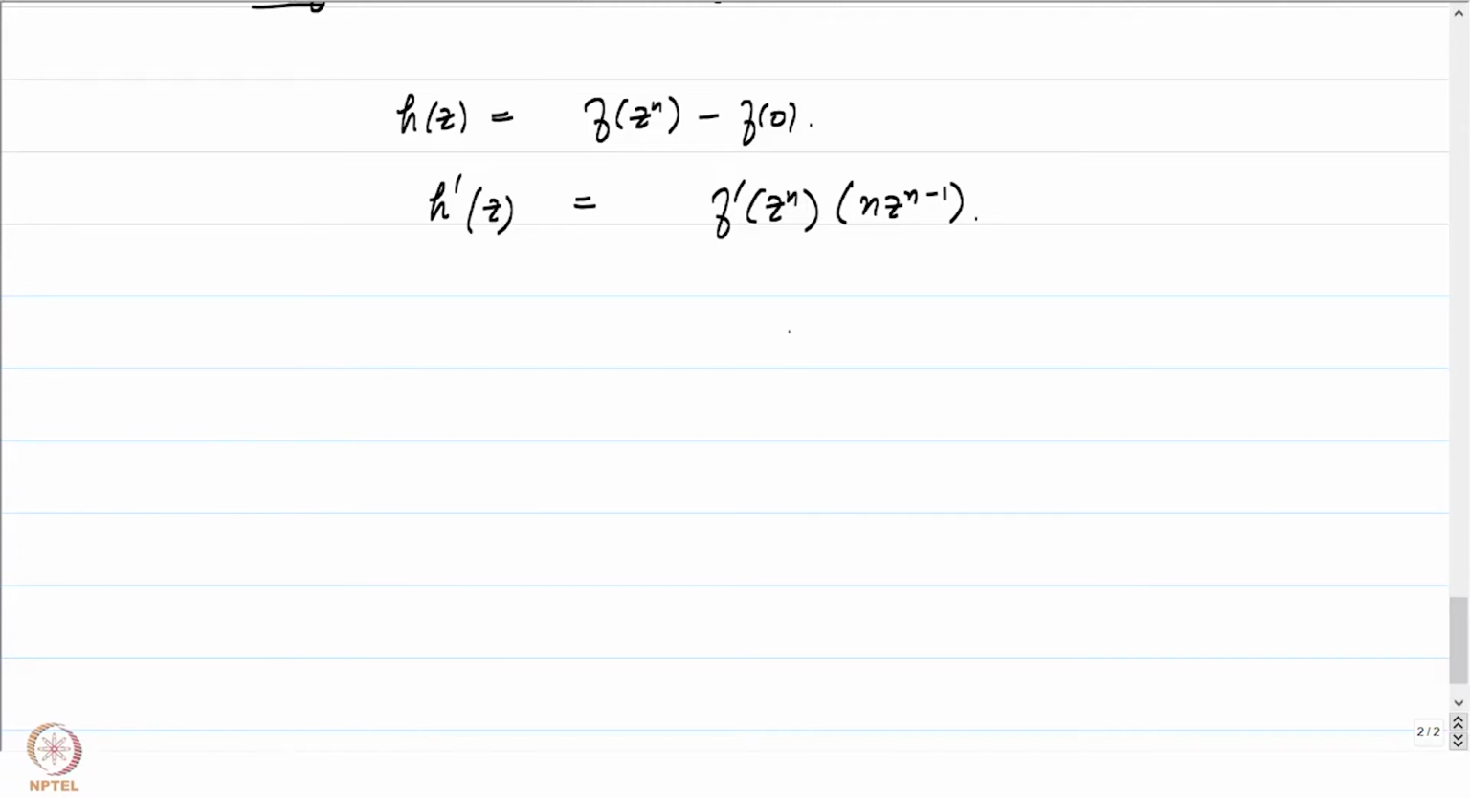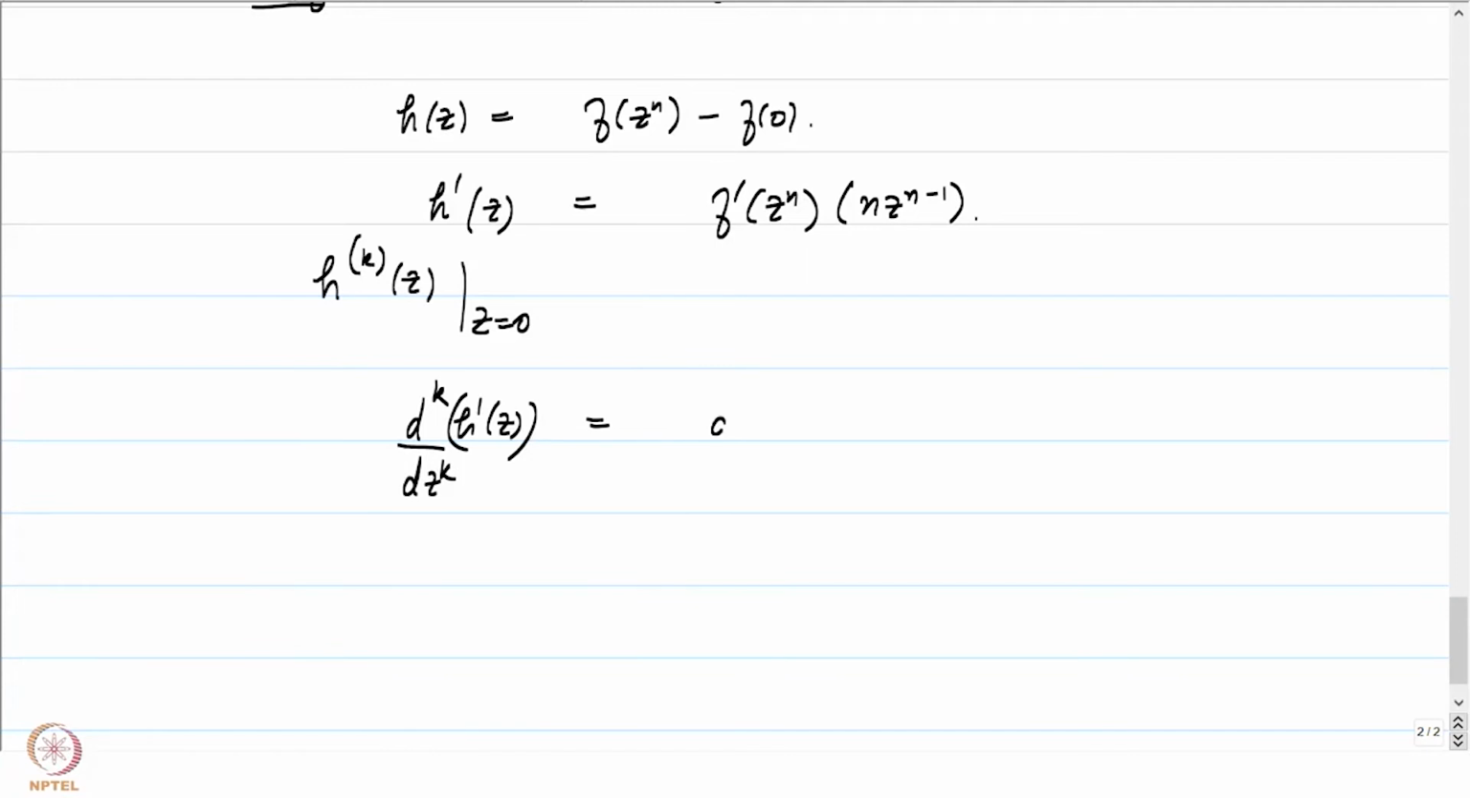We are interested in h^(k), the kth derivative of h evaluated at 0. The motivation is to find out what is the order of the zero of h at 0, and hence this is what we are interested in. And in order to do that, let's look at the kth derivative of h prime of z.